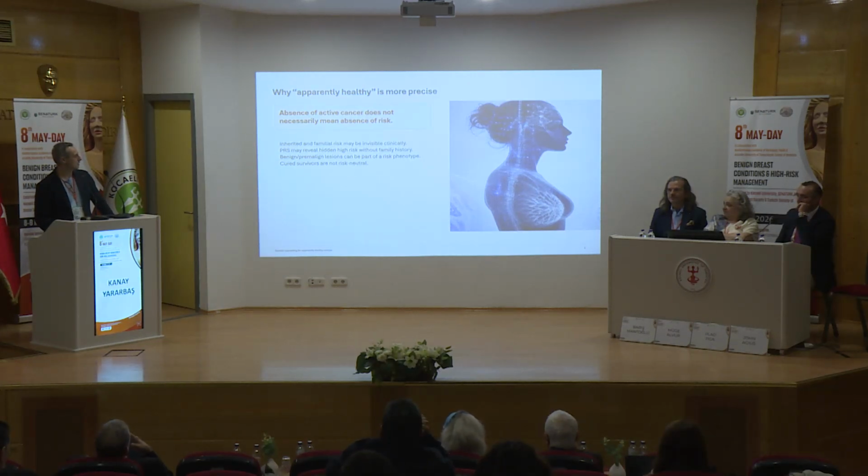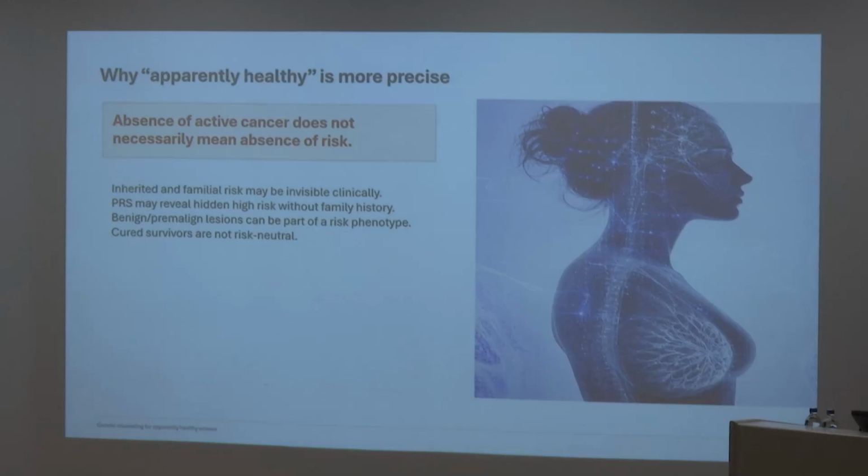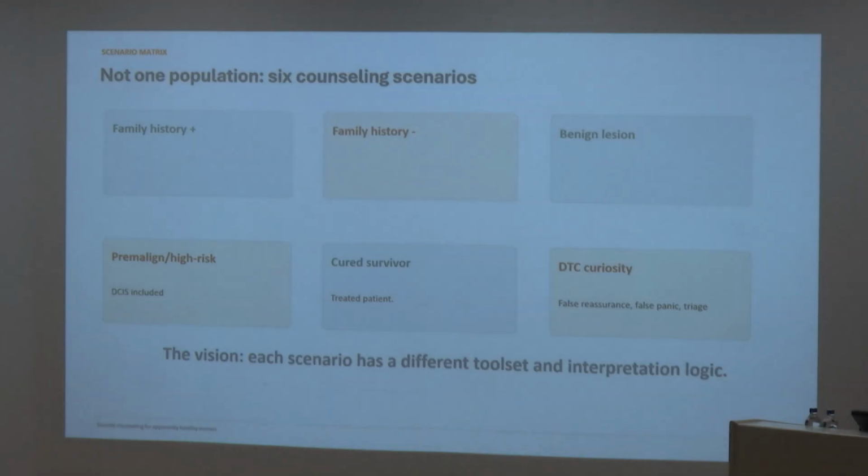There might be inherited and familial risk, and this might be invisible clinically. PRS may reveal hidden high risk without family history. The lesions of the breast can be part of a risk phenotype, as we all saw in the previous talk. And of course, cured survivors are not risk neutral. I will talk about them in my talk.